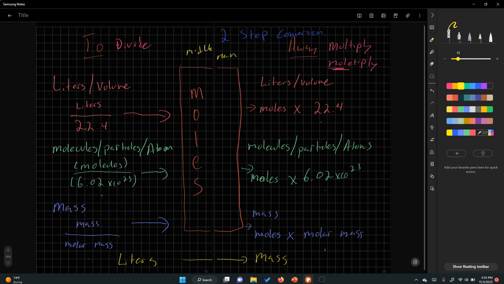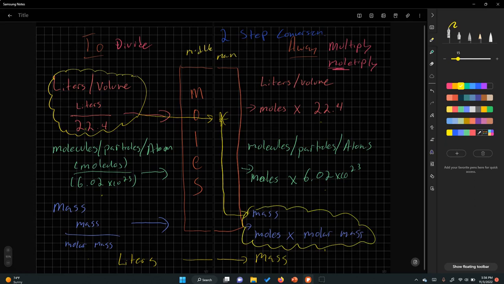So in our specific example, say we want to go liters to mass. Well, we're starting at liters, and we're first going to go into moles. So we get to moles by dividing by 22.4. Once we get that, the way that we get mass is we take our moles and go into mass by multiplying by the molar mass.